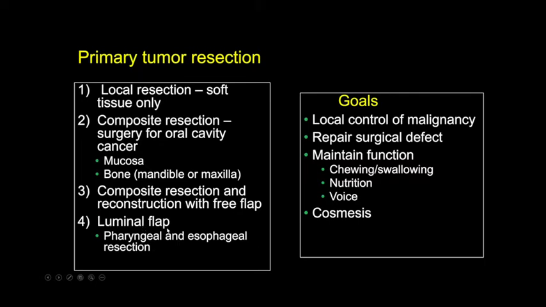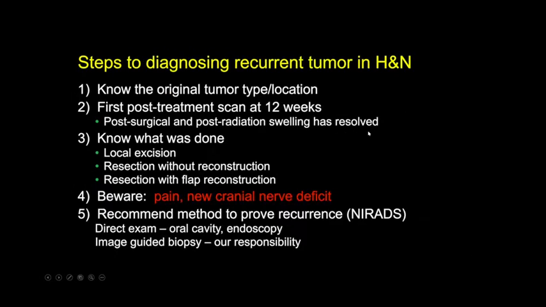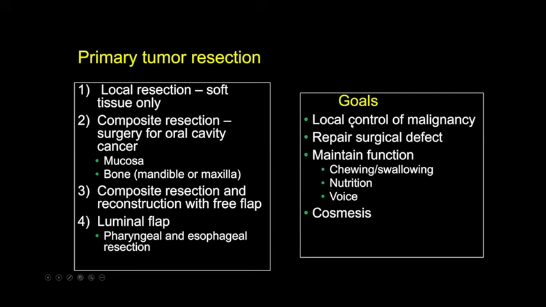And then know if they've done a luminal flap. If there is a pharyngeal and esophageal resection, the pharynx and the proximal cervical esophagus, or even the distal esophagus, will need to be reconstructed, and that's done with a luminal flap. In the goals of this surgery, regardless of where they're operated, regardless of the subsite, the number one goal is local control of the malignancy. That is the very first thing that they want to be sure they can do. Secondly, they want to be able to repair that surgical defect, fill in the site where they resected the tumor.